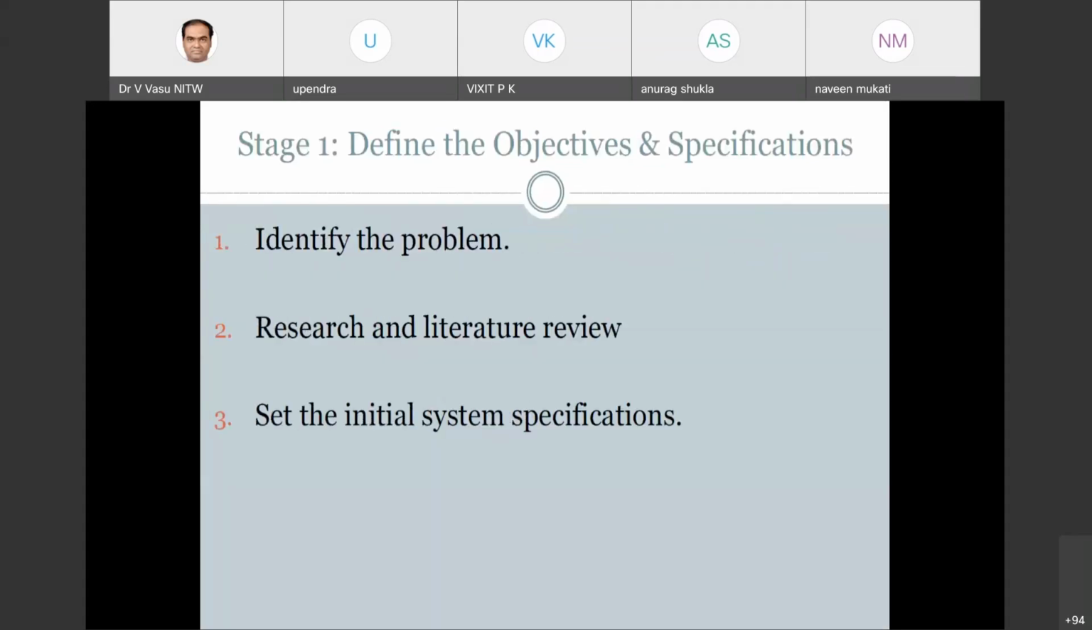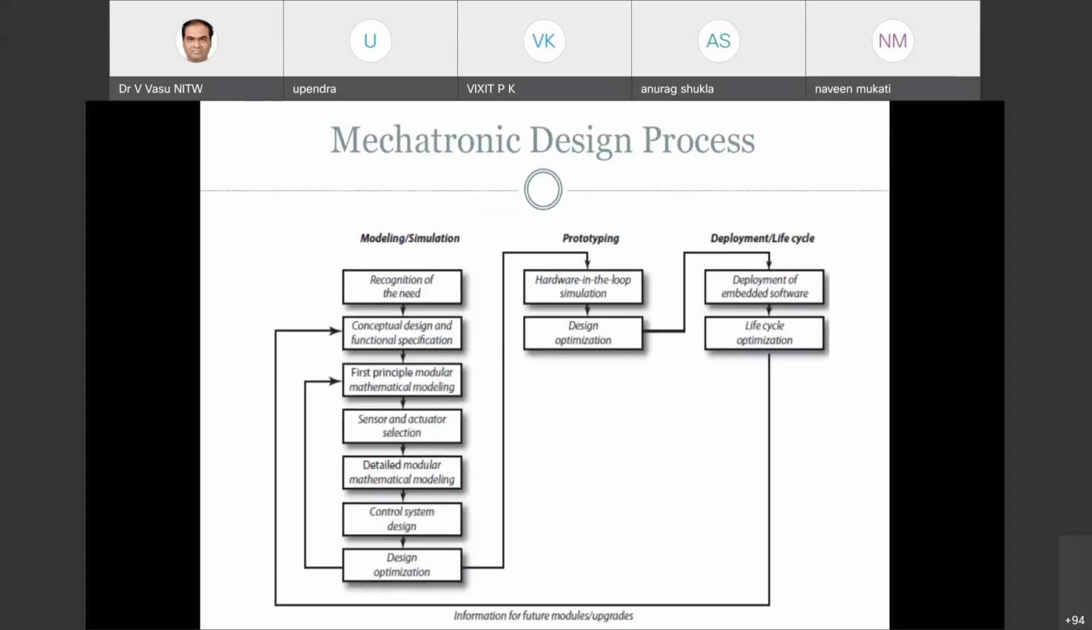Okay, so with this, I will show you the mechatronics design process, where we start with modeling and simulation. That is the recognition of need and conceptual design. Then we will have a mathematical model, then sensor and actuator selection, a detailed modular mathematical model, then control system design, and design optimization is going to be done there.